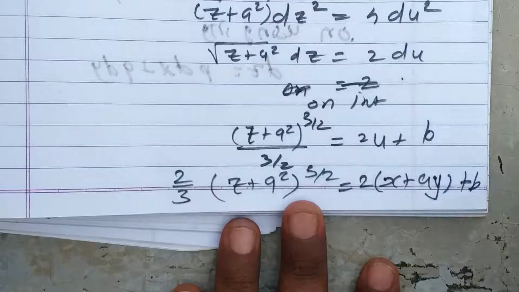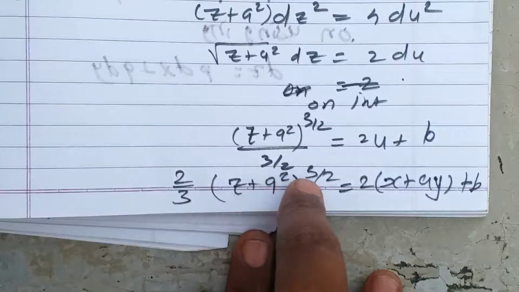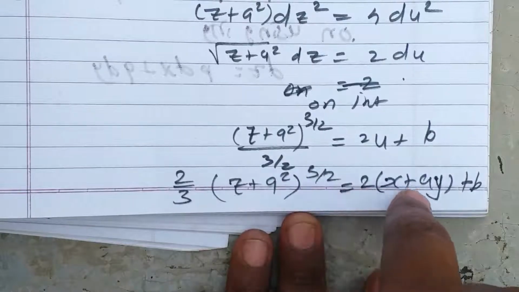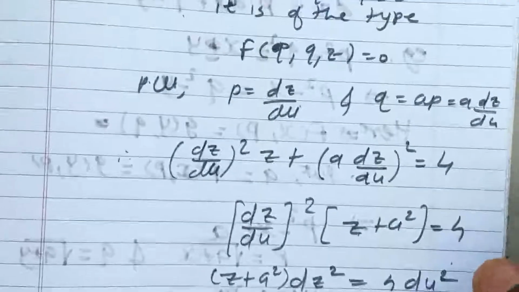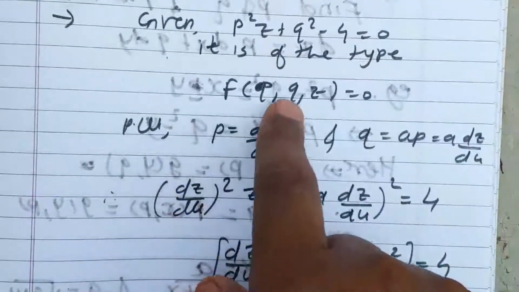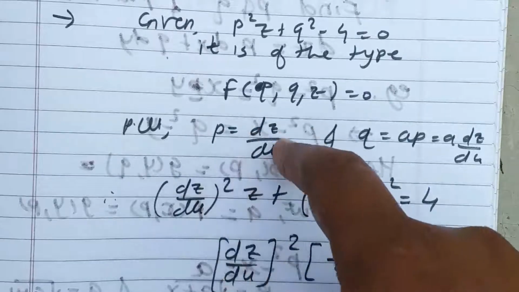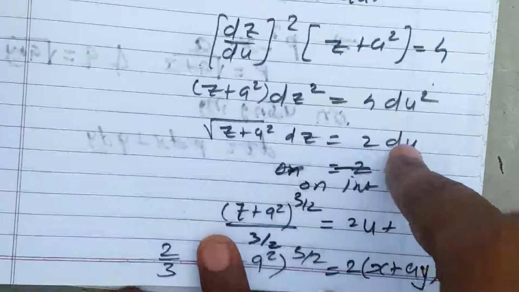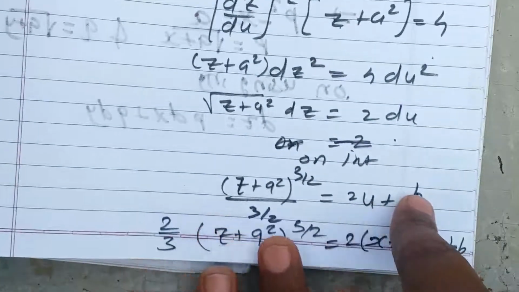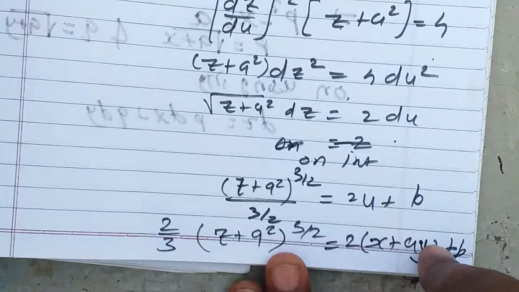This value also you need to remember. So the final solution for this problem will be 2 by 3 z plus a square raised to 3 by 2 equal to 2 times x plus ay plus b. Okay, one more time I will repeat for you. It is of the type f of p, q, z equal to 0, with p equal to dz by du and q equal to ap. Then get the differential equation in the form of dz and du, integrate, add a new constant of integration, and at the end replace the value of u by x plus ay.